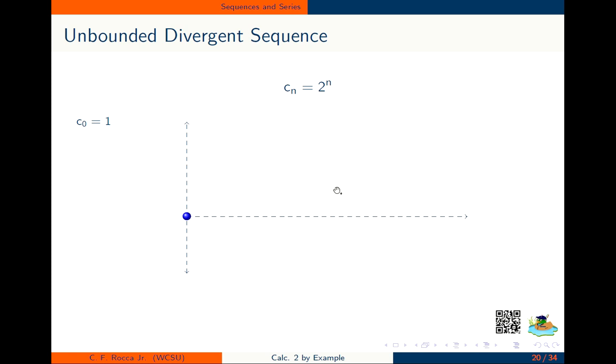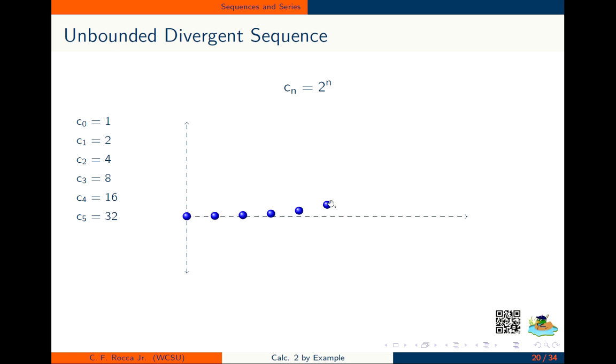All right, one more example of looking at a sequence. This will be an example of an unbounded divergent sequence, and we have a very simple explicit definition for this sequence. It's c sub n is 2 to the n. So if n is 0, that's 2 to the 0, which is 1. If n is 1, that's just 2, then 4, then 8, then 16, then 32.